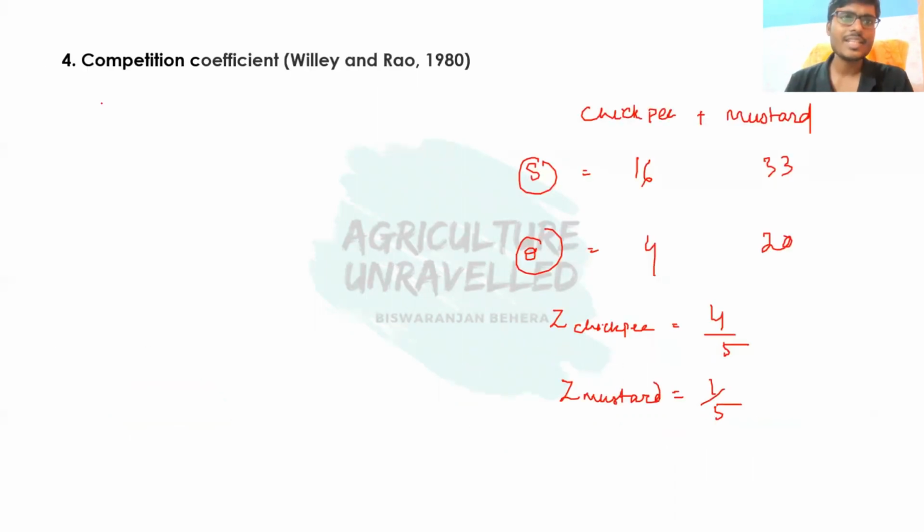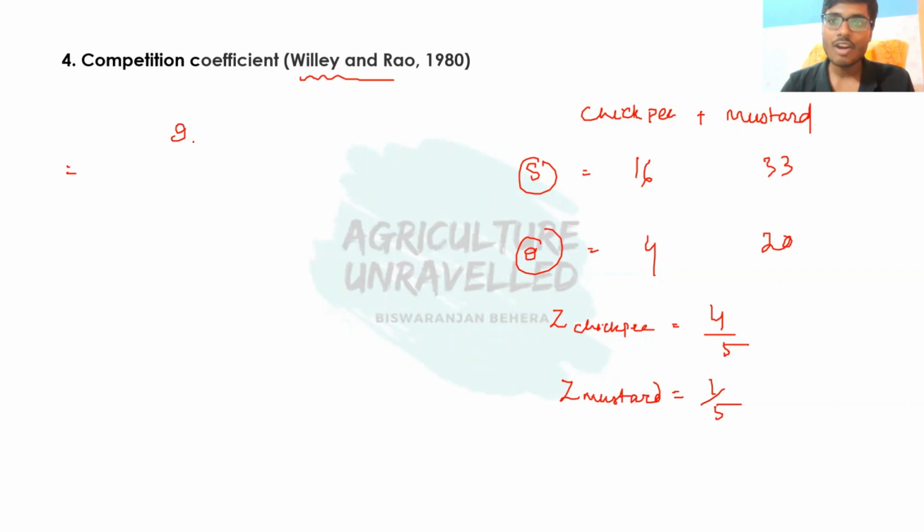Then coming to the next, that is the competition coefficient. It was given by Willey and Rao in 1980. So what does this competition coefficient indicate? It is the same formula as aggressivity, but there is one difference. In aggressivity, we subtract the aggressivity of one crop from the other crop, but here the ratio of the aggressivity of one crop and the other crop is taken. It indicates the number of times by which one crop is more competitive as compared to the other crop. So the formula of competition coefficient is simple.